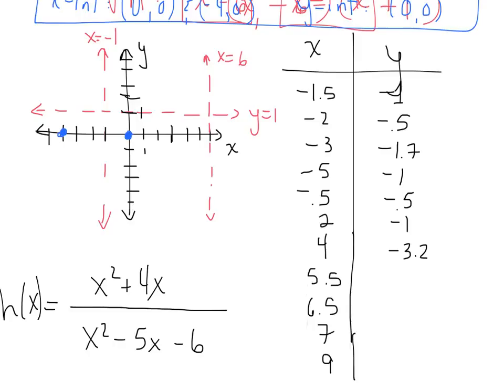5.5? -16.08. 6.5? 18.2. 7? Then 9.65. And 9? 3.9.